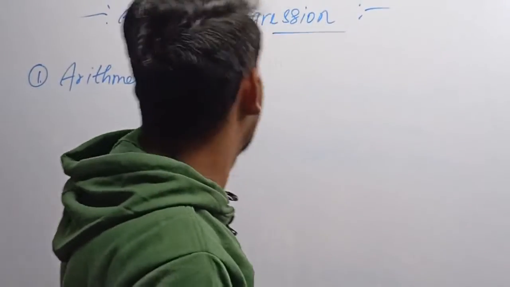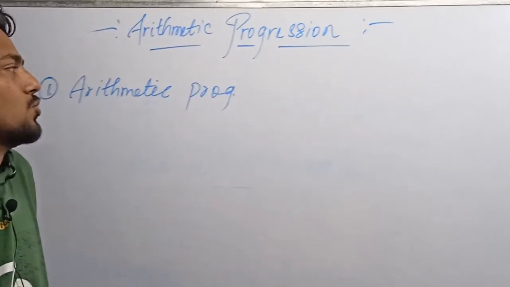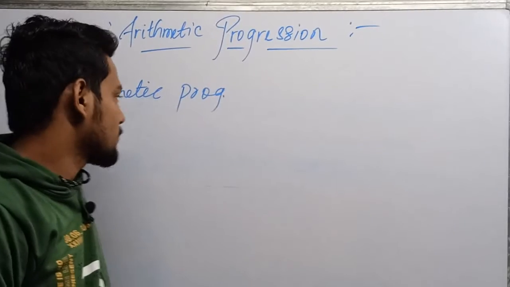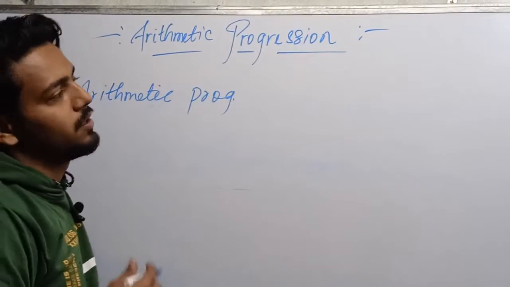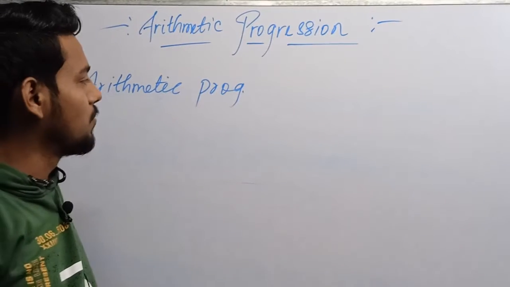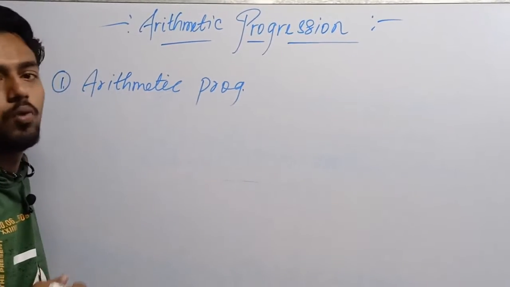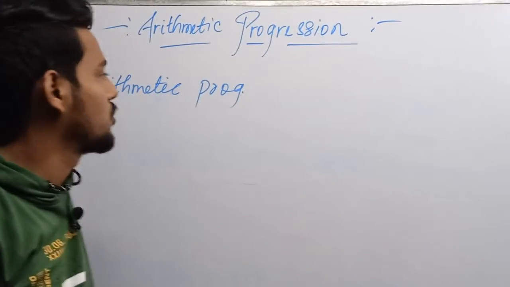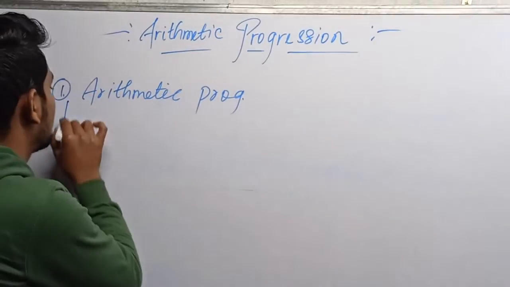Arithmetic progression was introduced by Frederick Gauss. When he was in class, a teacher asked him to find the sum of the numbers from 1 to 100, and then he found arithmetic progression. So what is arithmetic progression?